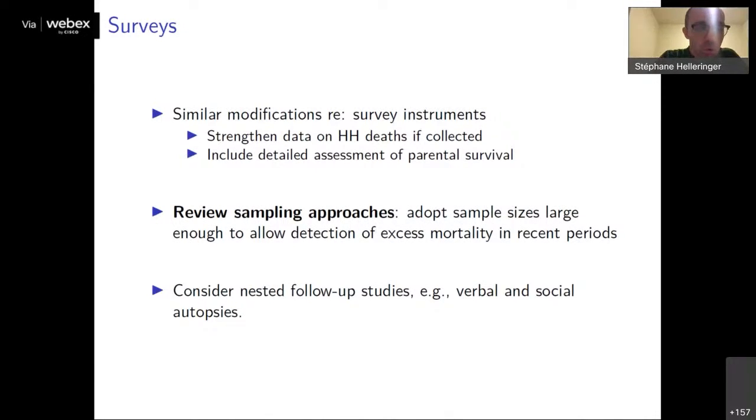And then the potential also to consider nested follow-up studies that would collect, for example, verbal or social autopsies that would allow more precisely characterizing causes of death or circumstances of death or care seeking prior to death would be extremely helpful in that context as well. Next slide.